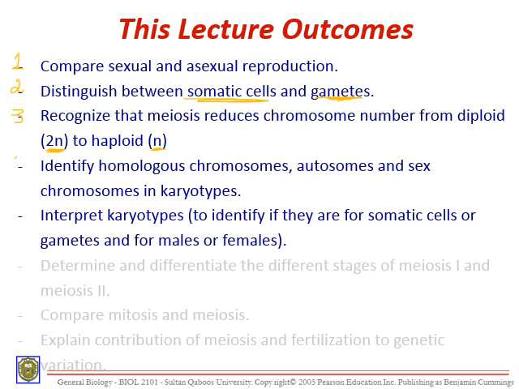Then we're gonna identify homologous chromosomes, autosomes, and sex chromosomes in karyotypes. Finally, for today's lecture, we're gonna interpret karyotypes. So we're gonna give you a couple of karyotypes, then you'll have to identify if these karyotypes were for somatic cells or gametes, or they were for males or females. All right. The last three lecture outcomes will be covered in the next lecture, inshallah.